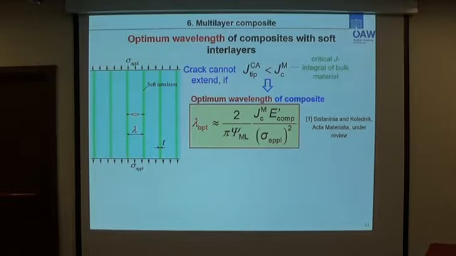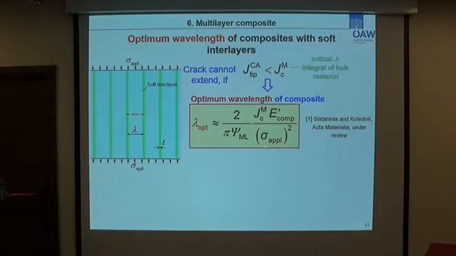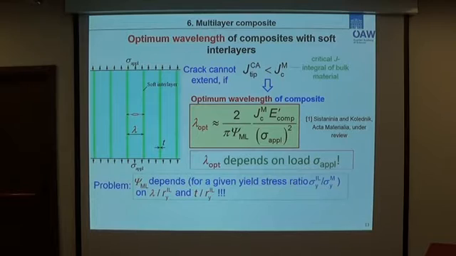By using fracture mechanical considerations, we could derive the optimum wavelength of the composite by this equation. I won't go into the details of the equation, but the optimum wavelength can be determined by this equation. And as you can see in this equation, the optimum wavelength is load dependent. But a problem of this equation is that in order to determine the optimum wavelength, first we need to know the reduction, or the psi multi-layer, of the composite. And as I mentioned, psi multi-layer is dependent on wavelength and is dependent on the load.